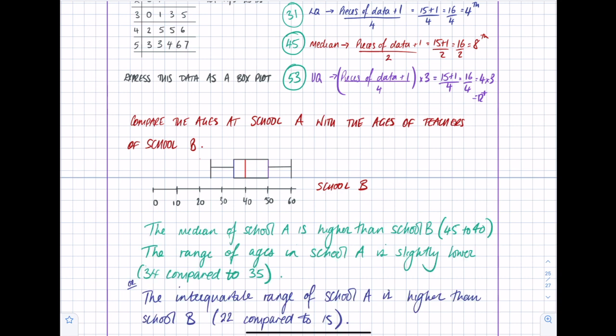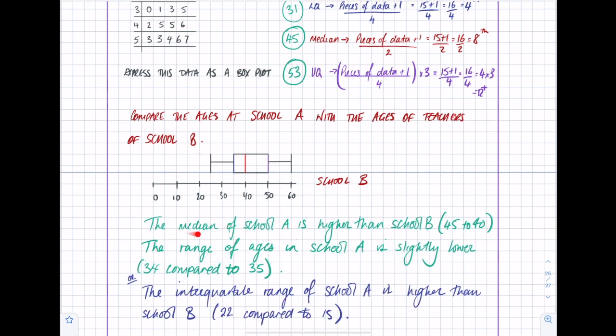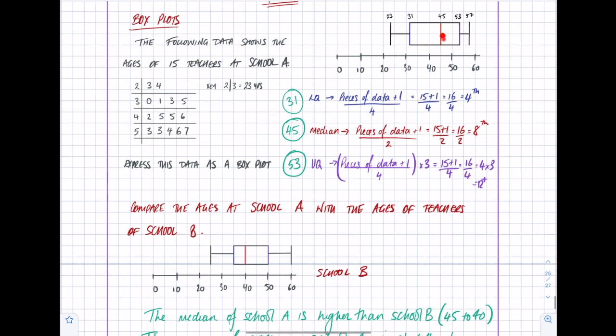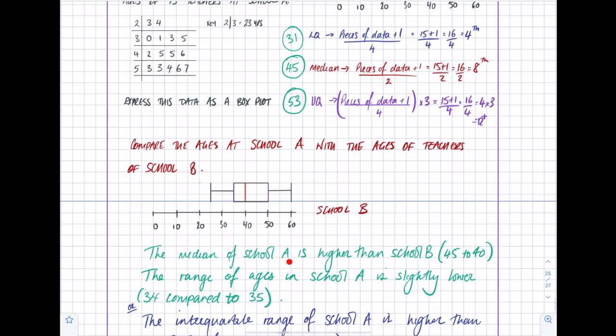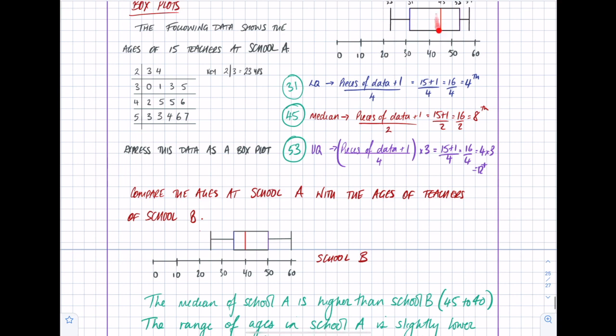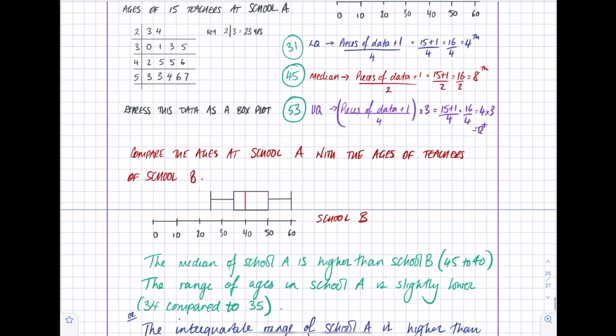So 2 things. First, you always talk about the median. So here you can see the median is 40, and the median here is 45. So you can say the median of school A is higher. You must use this word, higher or lower, than school B. So 45 compared to 40. So we can say the median here is 45 compared to that.